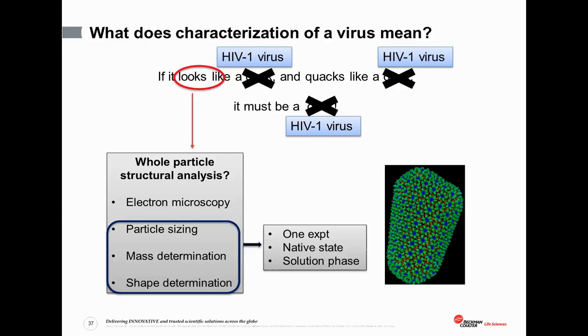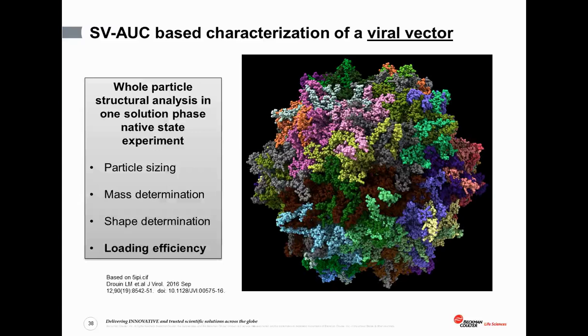What if you had a way to find out everything you need to know about particle size, its mass and shape using one experiment, which was in the native state, and remember, electron microscopy is not, and in the solution phase. And even more importantly, when you're characterizing not just any old virus, but specifically a viral vector, then the all-important question which you have to ask with particle sizing and mass is the question of loading efficiency.